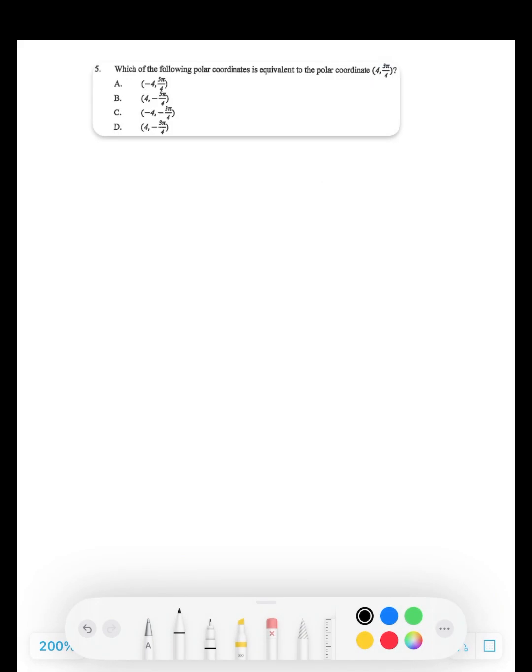All right, here we are looking at question 5 of KAAC District 2024. Which of the following polar coordinates is equivalent to the polar coordinate 4, 3 pi over 4? We have our 4 answer choices right here.